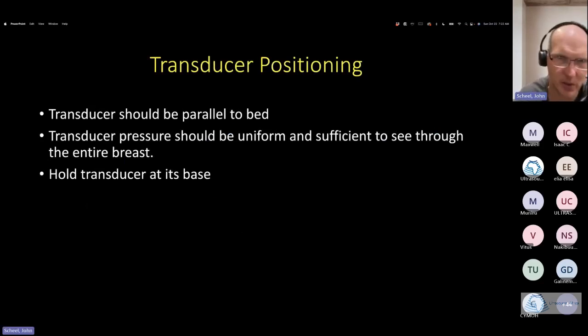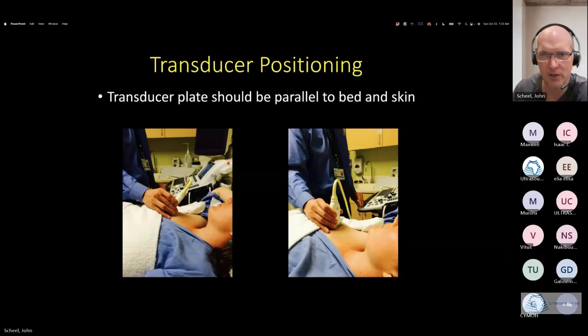Transducers should be held parallel to the bed. So the bed should be parallel to the chest wall, and that should be parallel to the transducer. Pressure should be uniform and sufficient to see through the entire breast, and you want to hold the transducer at its base. Let me show you an example. So the picture on the left has me holding the transducer at an angle. Now you can imagine that if you are taking a picture of that and you give a clock face that it's at 12 o'clock, your finding may actually not be at 12 o'clock. It may be at 6 o'clock because of the way you're holding the transducer.